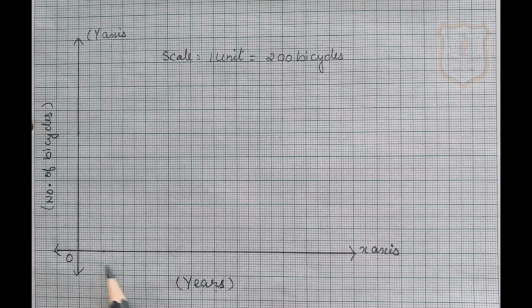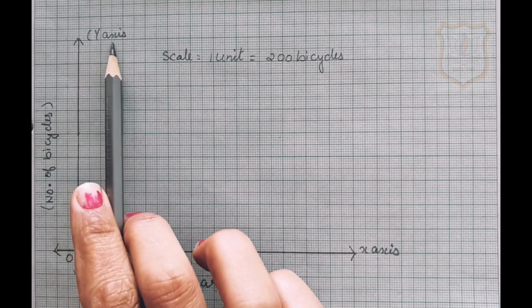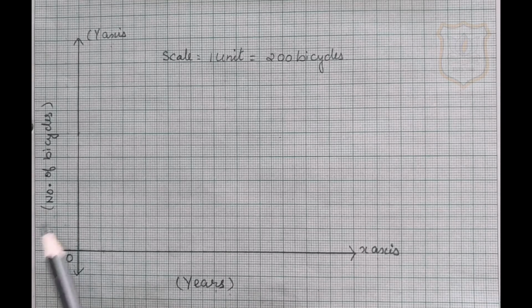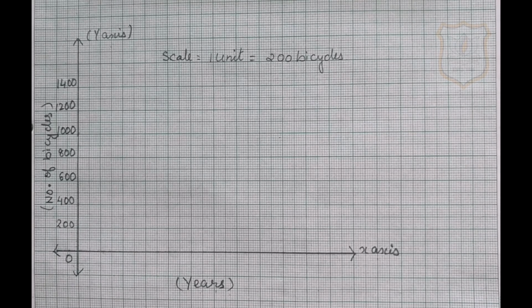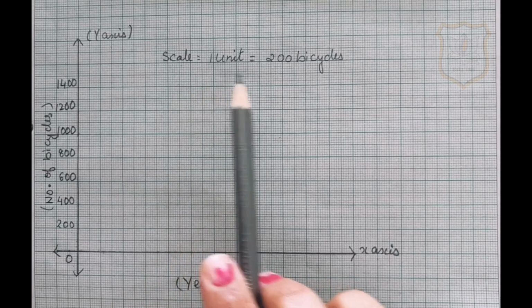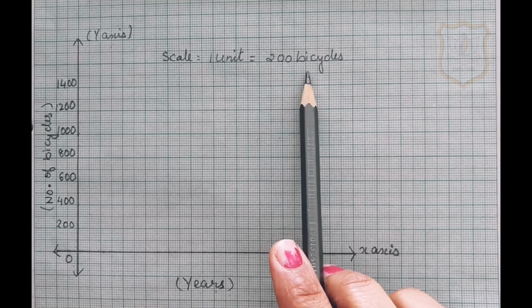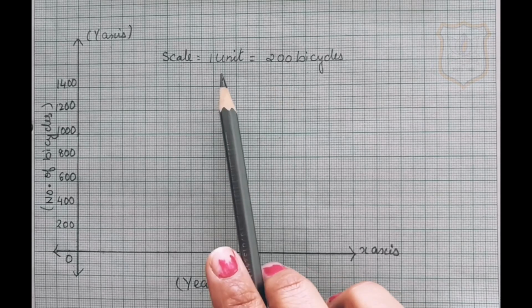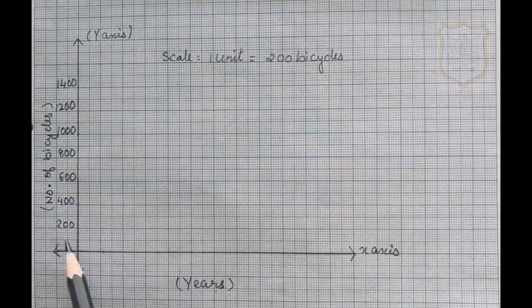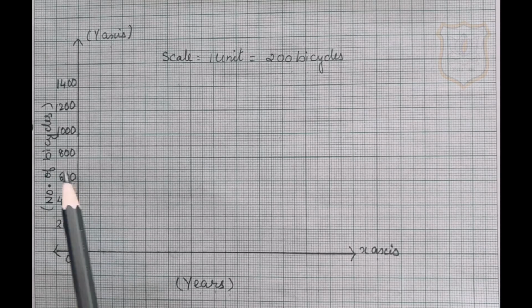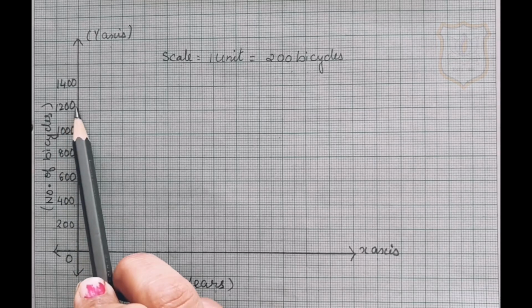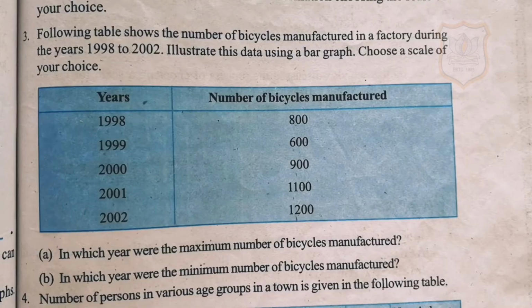Along the horizontal line, that is the x-axis, we will show years, and along the vertical line, that is the y-axis, we will show number of bicycles. Students, here the scale is 1 unit equals 200 bicycles. We have taken the scale as 1 unit will represent 200 bicycles. So on this first line we will write 200. Here on the next line we will write 400, then 600. We will take a difference of 200 here, and then 800, then 1000, 1200 and 1400.